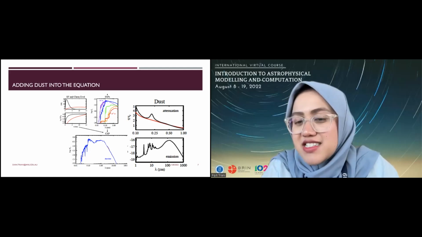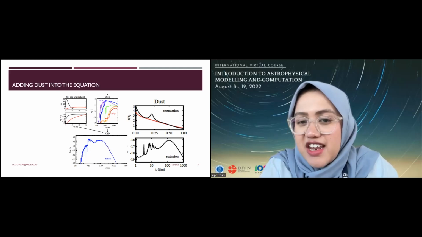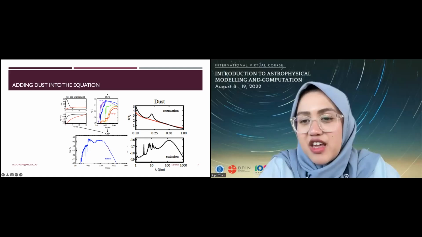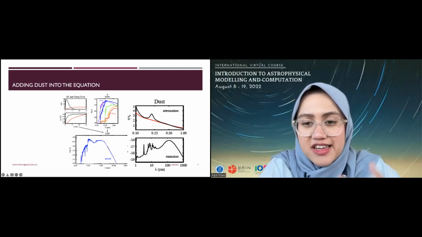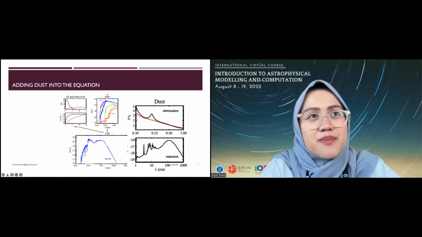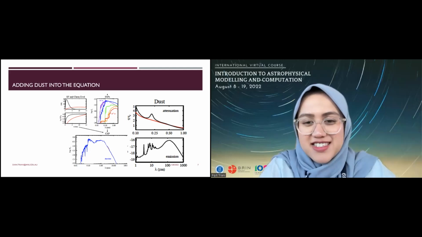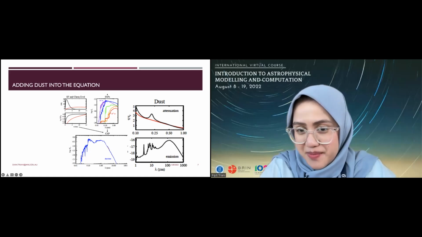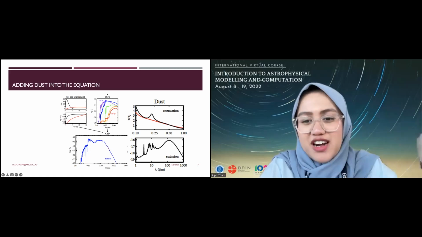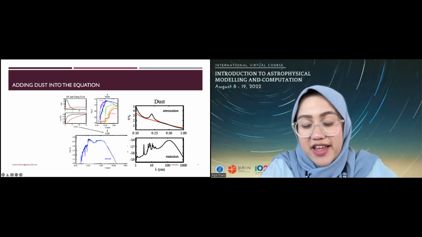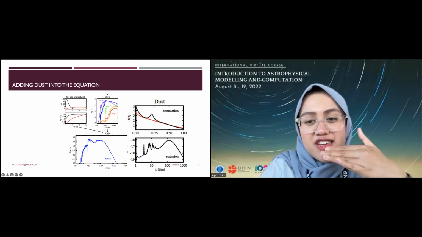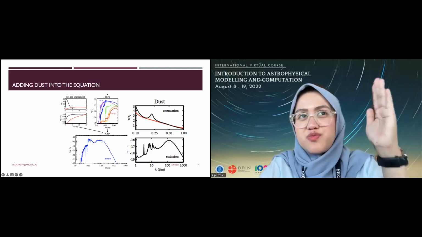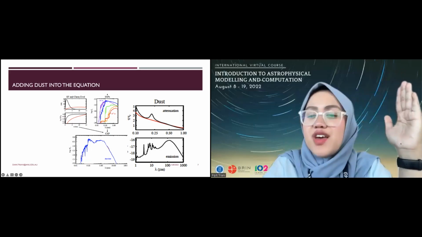If dust exists in galaxies, then it will absorb the stellar light in what we call the attenuation effect. And the attenuation effect is different in different galaxies. So this is the amount of attenuated light, and this is the wavelength. The attenuation increases towards the blue, so the blue light is absorbed more than the red light.